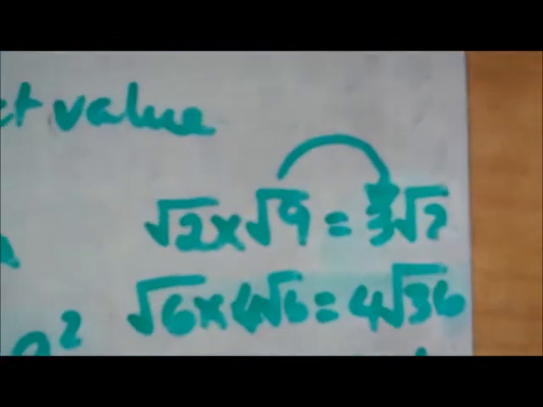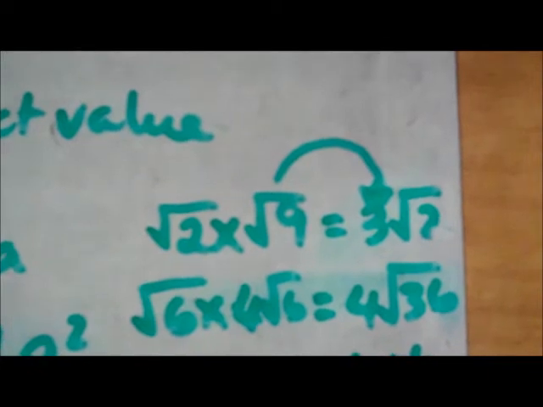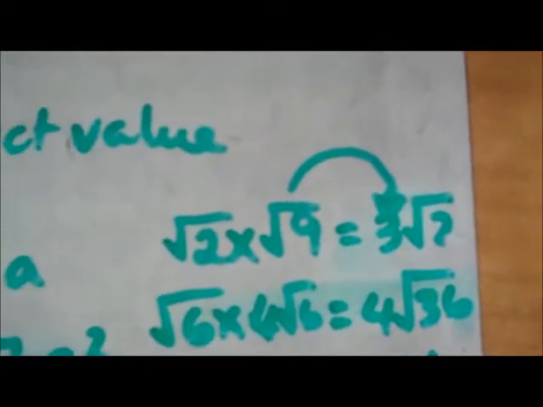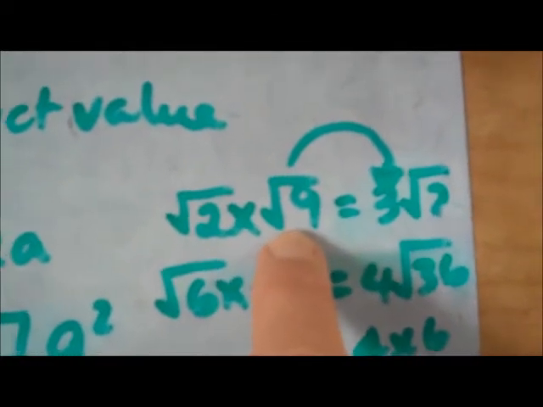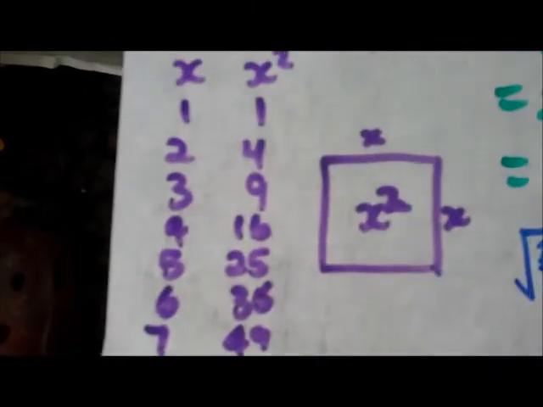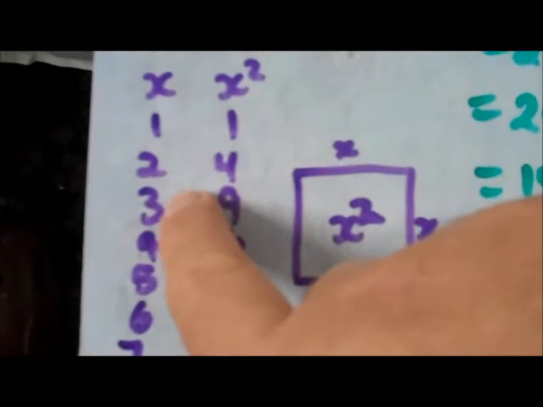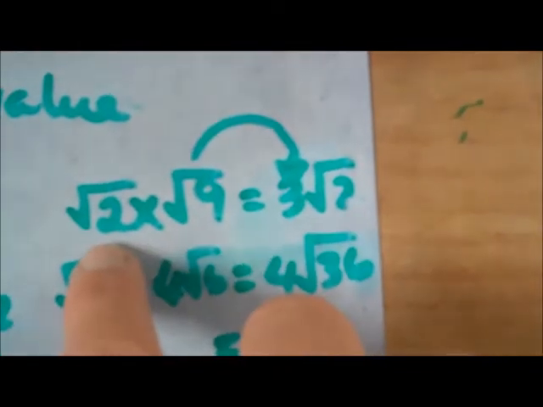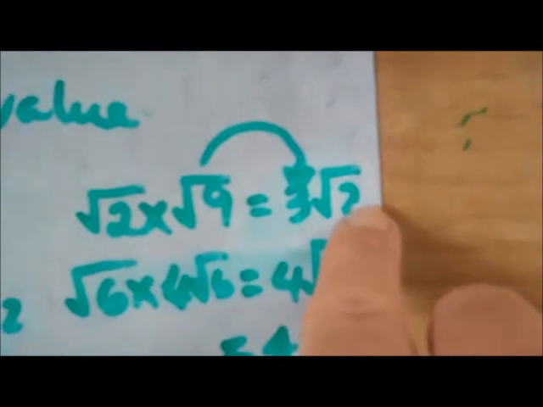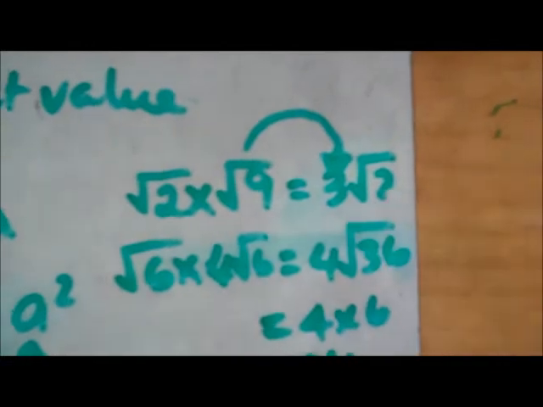If I've got root 2 times root 9, that would give me 3 root 2. Now, where did the 3 come from? The 3 came from the square root of 9. What is the square root of 9? If you look back at that table, if this is x squared, the square root of that is 3. Okay, that's where that came from. So, the square root of 9 is 3, and I've still got to multiply it by the root 2. So we usually write that at the back. It's just like you would write the a's at the back. The letters always go at the end.